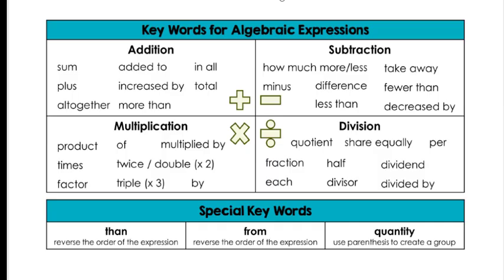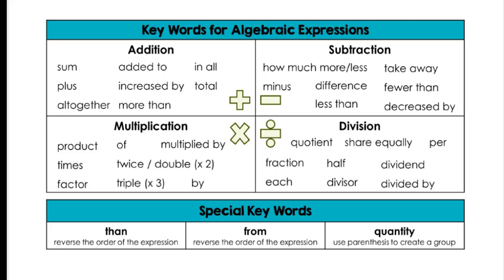You notice I was looking for keywords, and it's kind of like when you're doing story problems or word problems, you have to read it and figure out what operation am I going to use. Same principle. Here's a chart. It has the words addition, subtraction, multiplication, and division. And there's keywords that let you know what operation you should use.